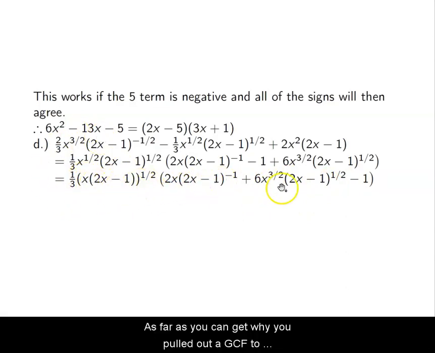You pulled out a GCF to make this a little bit nicer. I could try to factor this part a little bit more and pull out a common 2, an x to some power, and another 2x minus 1. But this will still be a negative 1. There's really nothing for me to do here. So it's really easier just to leave it in this form, okay?